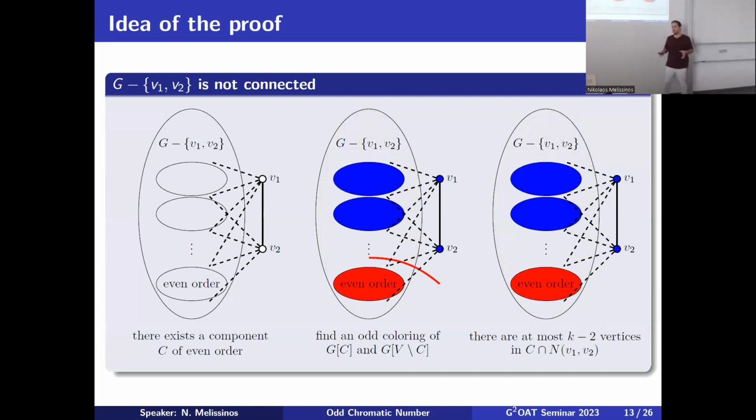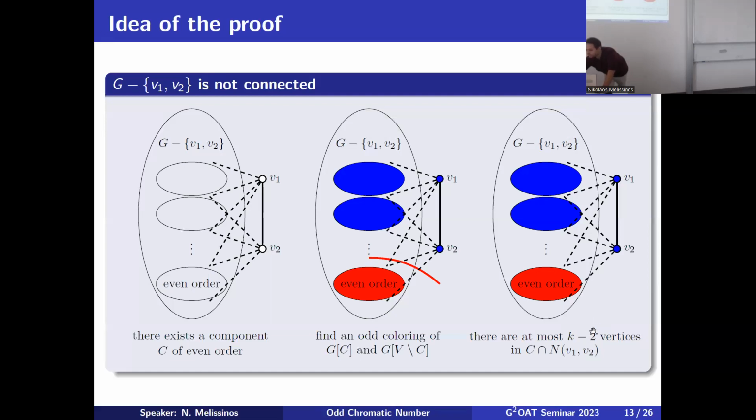And then we have the case where the remaining graph is disconnected, and here we need to consider two cases. There exists a component that's of even order. Then what we are doing is separating this component from the rest of the graph, and coloring this one, not necessarily with one color, but using two different colors to distinguish that I'm coloring this alone and the rest by itself. And then I need to combine the two colorings. And again, here, this red part has at most k minus 2.